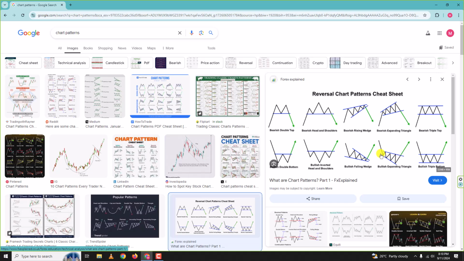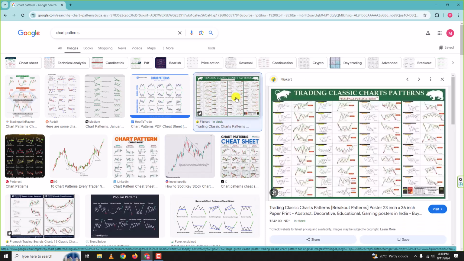But the problem with this is there are too many patterns to remember. So if you are a beginner and if you are learning to trade, then too many patterns may confuse you and sometimes you may misinterpret the patterns too.